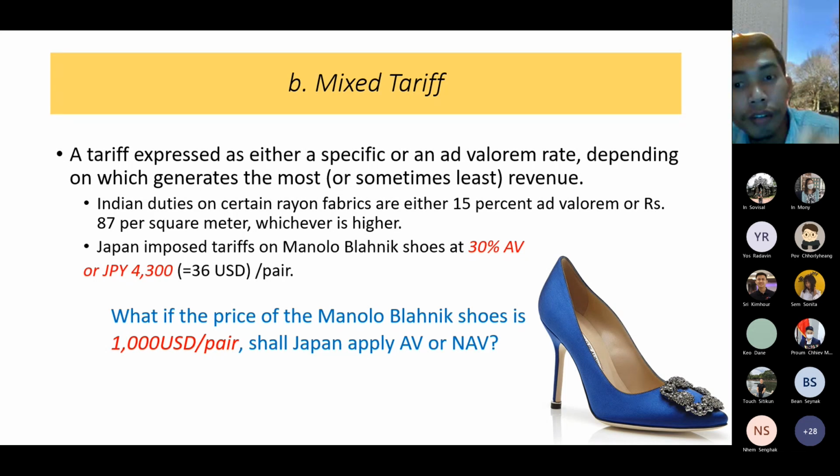But what if the price of the rayon fabric is $1,000 per square meter? Which one should India apply? The first one, teacher, because the first one would generate $150, right? Yes, because $1,000 is the actual value of the rayon fabric, while the second option generates only $87, even though the price of the rayon fabric is $1,000. So the first option now becomes higher than the second option.